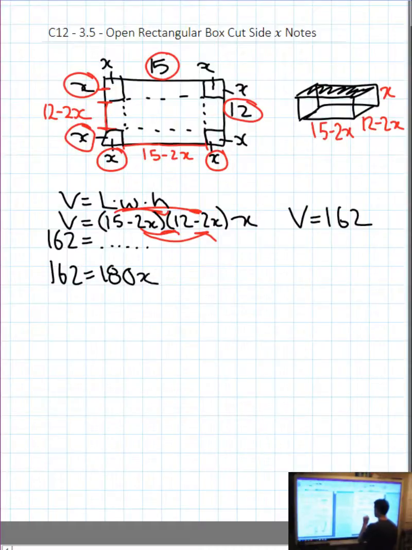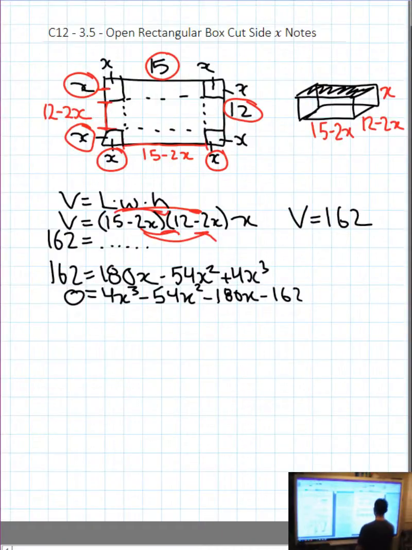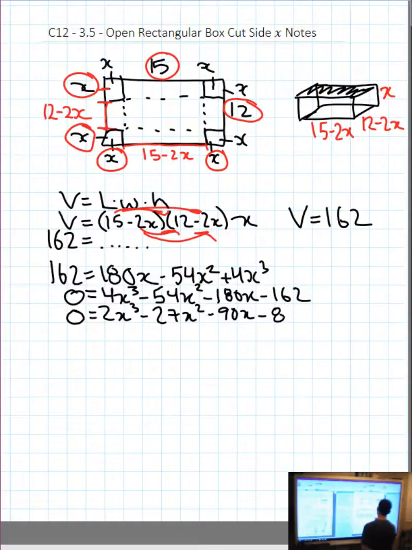180x minus 54x squared plus 4x cubed. Now I'm going to get it equal to 0, so 0 equals, and I'm going to rearrange the order of the terms so I have the highest degree first: 4x cubed minus 54x squared minus 180x. And if I subtract 162 from both sides, it shows up on the right-hand side as minus. So the first thing I notice, I can divide everything by 2. And again, remember, I'm not going to show those steps. If I divide the left-hand side, 0 divided by 2 is 0. And I get 2x cubed minus 27x squared minus 90x minus 81.